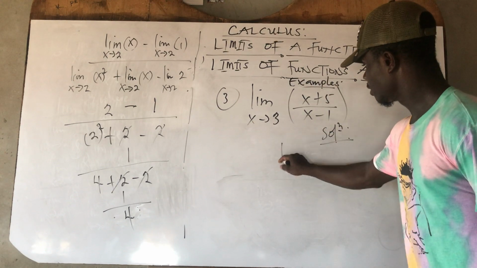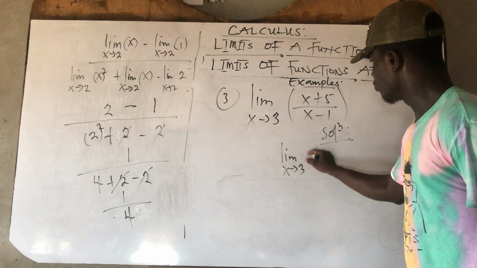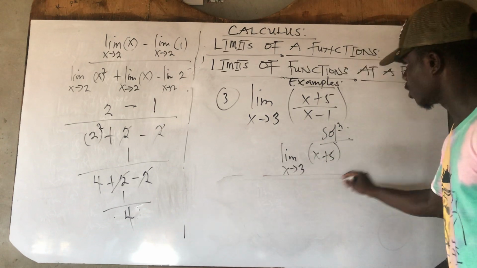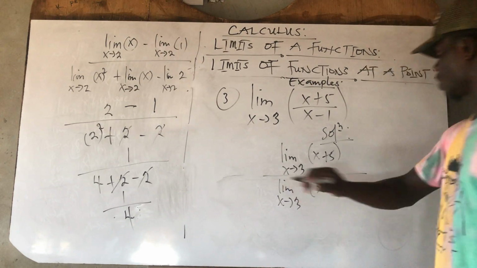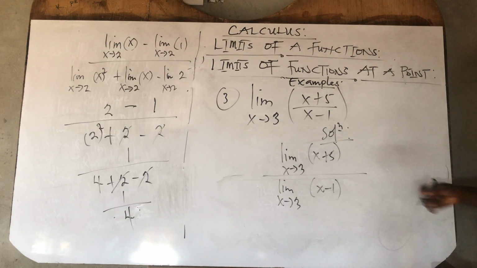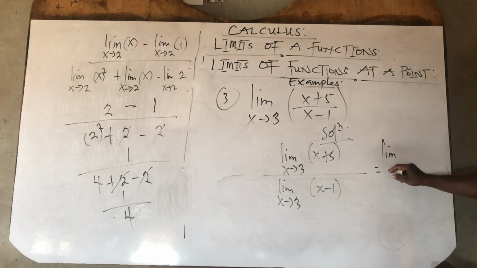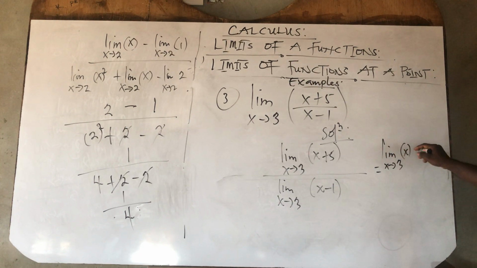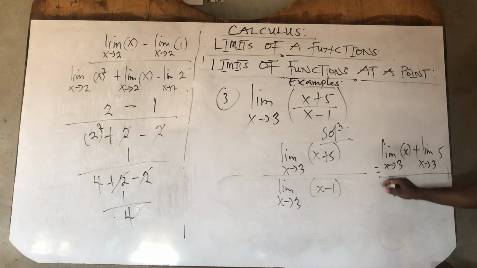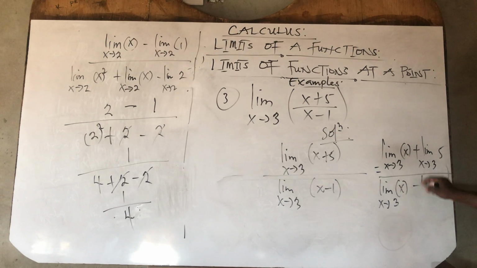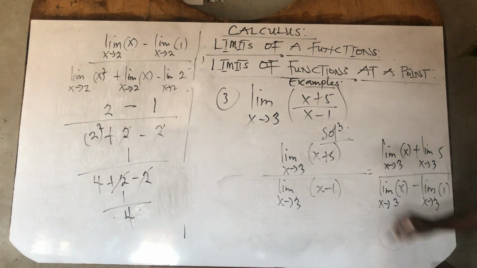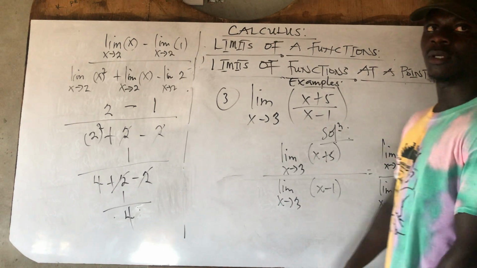So we take the limit of the numerator, which is x plus 5, all on the limit as x approaches 3 of x minus 1. Right? So this one, I can say that is the same thing as the limit as x approaches 3 of x plus the limit as x approaches 3 of 5, all over the limit as x approaches 3 of x minus the limit as x approaches 3 of 1. Right? So we have this.